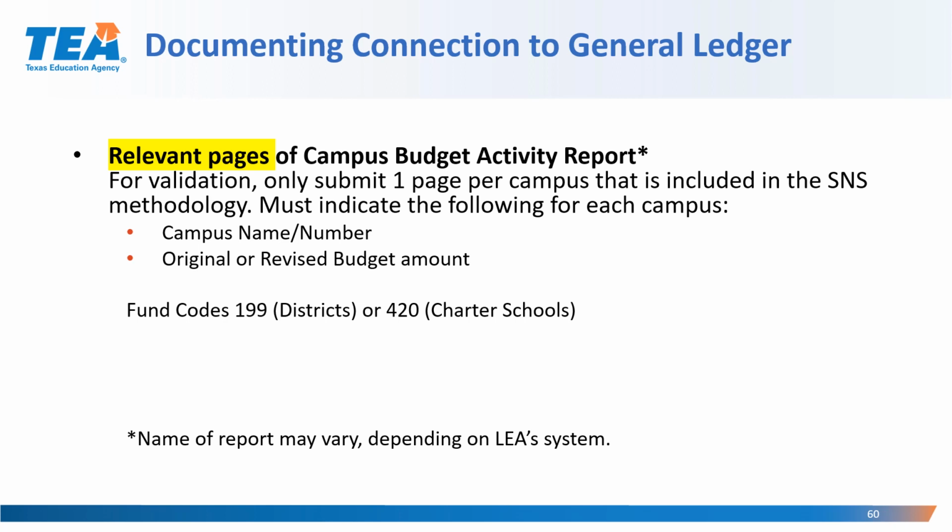To make the connection between the campus allocation amounts generated by the LEA's supplement not supplant methodology and the amounts that have actually been allocated to campuses, the report should show the name of the campus and the budget total for fund codes 199 for school districts or 420 for charter schools. For this validation, we only need the pages that have the campus names and totals, not all of the line item expenditures.